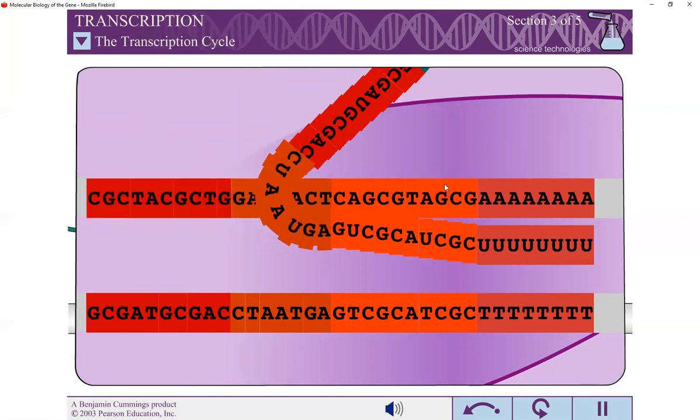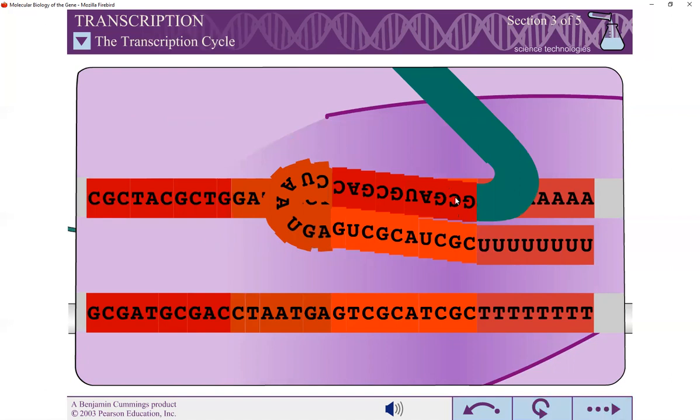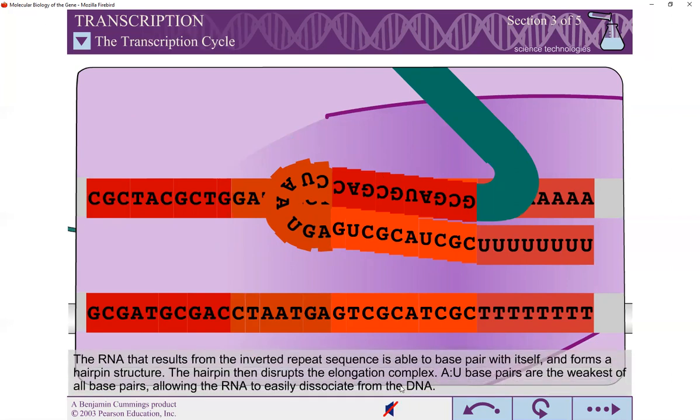The hairpin then disrupts the elongation complex. Now see this. This is a hairpin loop-like structure that is going to be produced. The hairpin will disrupt the elongation complex. The hairpin will not be able to proceed through the process of elongation.